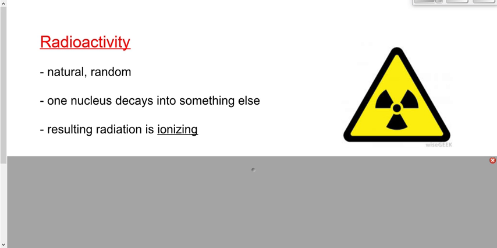The resulting radiation is called ionizing. What's an ion? What's an ion, somebody? We're going to say that an ion is a charged atom, positive or negative. Now, what's produced as a result of radioactivity isn't an ion. What's caused as a result of radioactivity can ionize atoms, can turn atoms into ions.